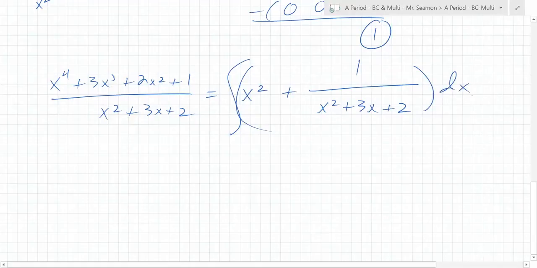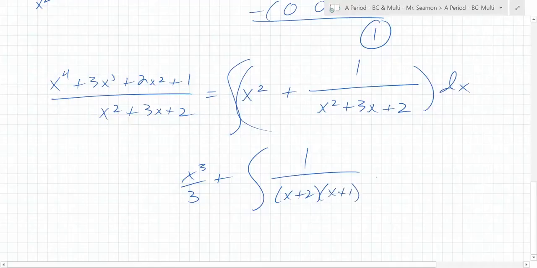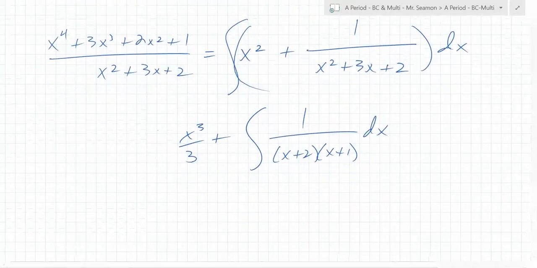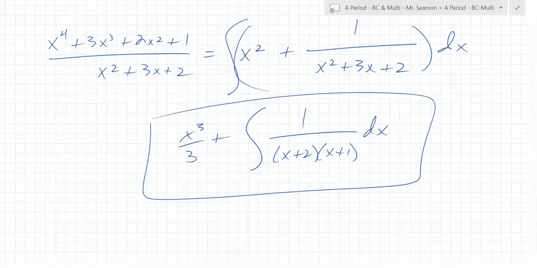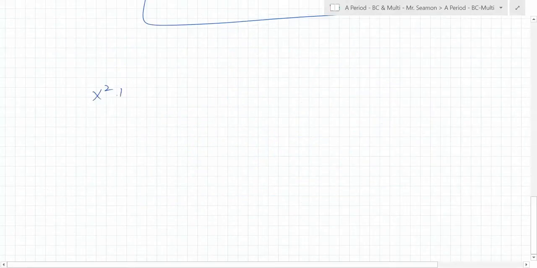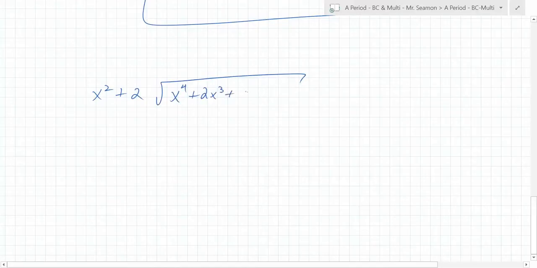We can do the first one. It's going to be x cubed over 3. But what do we need to do to this integral? It's x plus 2 times x plus 1. Are we set up for a partial fraction now? Yeah. Now we can set it up as a pretty straightforward partial fraction. Yes, Henry? So for example, let's say we had x squared plus 2 going into, I don't know, x to the fourth plus 2x cubed plus x squared minus 6x plus 5.